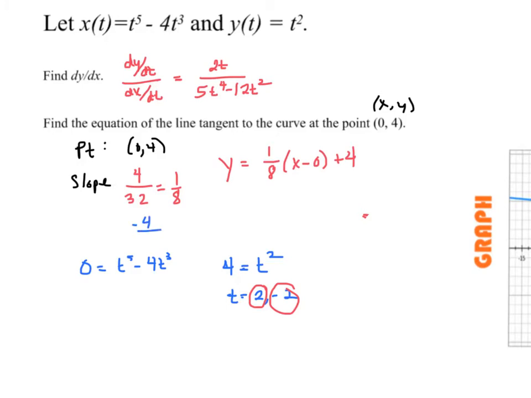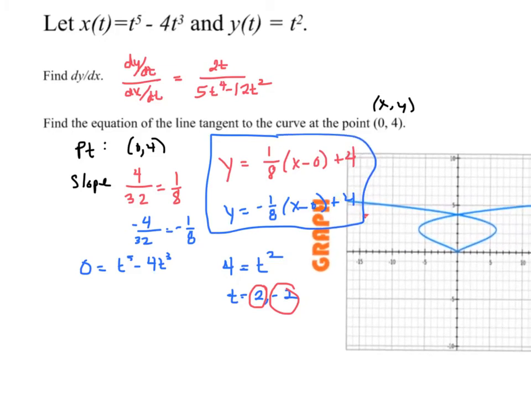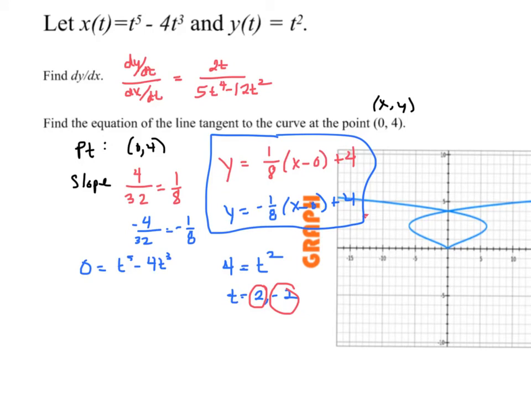The bottom, because it's t to the fourth and t squared, a negative is not going to change the bottom at all. So this slope is negative 1/8. So y equals negative 1/8 x minus 0 plus 4. And once you saw the graph, you probably had a pretty safe bet here as you look at it that there was some symmetry. So yes, it probably was going to be a positive and a negative, and the slopes would just be the opposites of one another. But kind of cool how that works out.